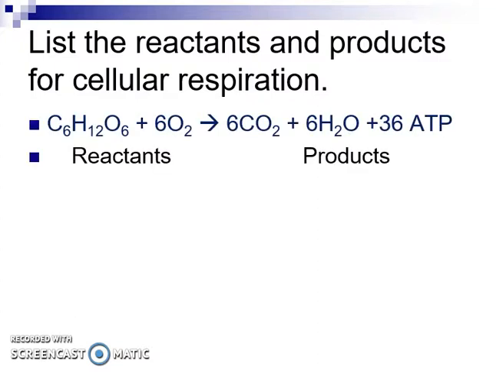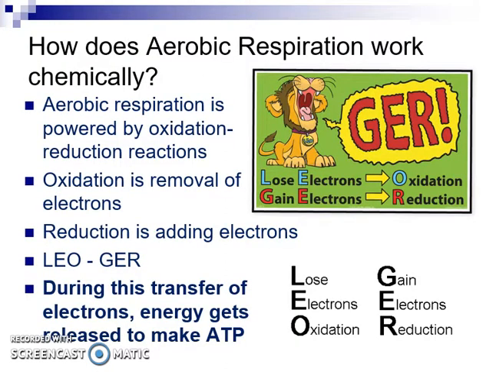Hopefully you wrote down that the reactants were glucose, C6H12O6, and oxygen, O2. Now if you look, there's a coefficient there. That means that there's a total of 6 oxygen molecules, so that way we have a balanced equation when we look at the products. You have 6 carbon dioxide, or CO2, molecules plus 6 H2O, or water molecules, and you end up with 36 ATP energy molecules.